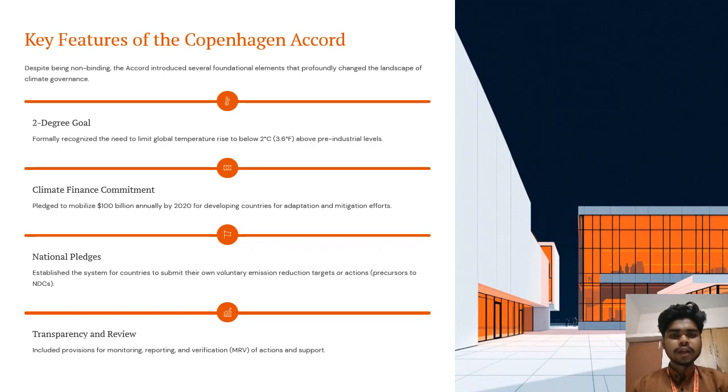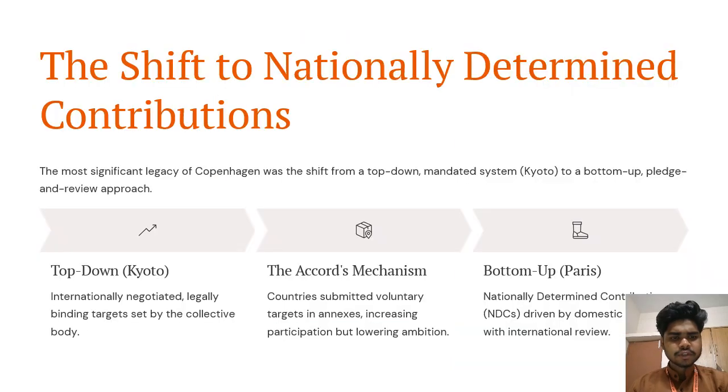Key features of the Copenhagen Accord. Despite being non-binding, the accord introduced several foundational elements that profoundly changed the landscape of climate governance. The 2-degree goal formally recognized the need to limit global temperature rise to below 2 degrees above pre-industrial levels. So, climate finance commitment: pledged to be mobilized annually by 2020. So national pledges, transparency and reviews. So shift to nationally determined contributions.